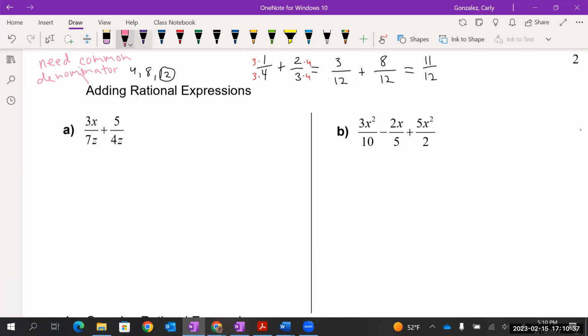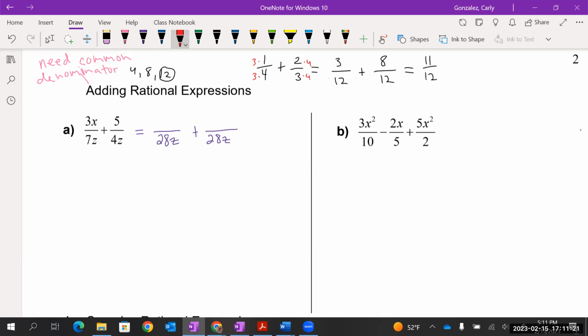All right. I like to treat the 7 separate from the z. So first, let's decide that 4 doesn't go into 7. 14, nope. 21, no. 28, yes. 7 and 4 both go into 28 evenly. And since they both just have a z, the denominator will be 28z. If they had different variables, we'd need one of each variable.